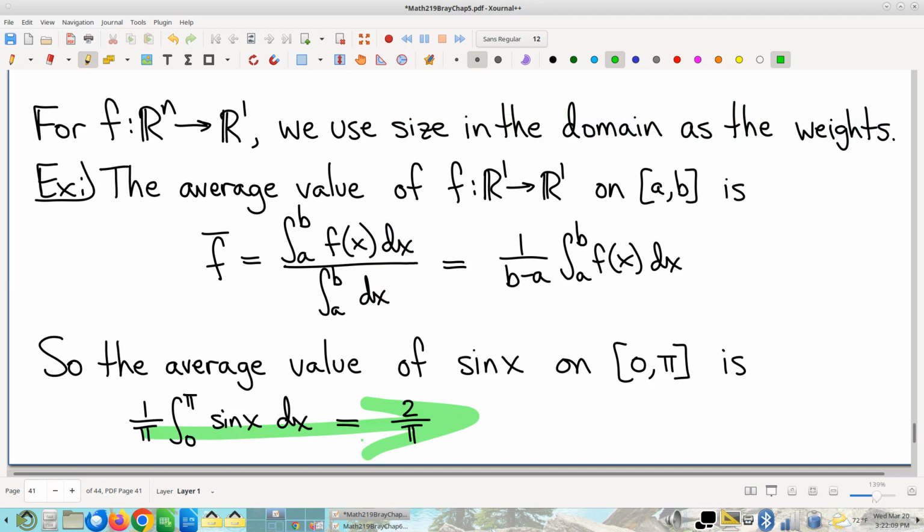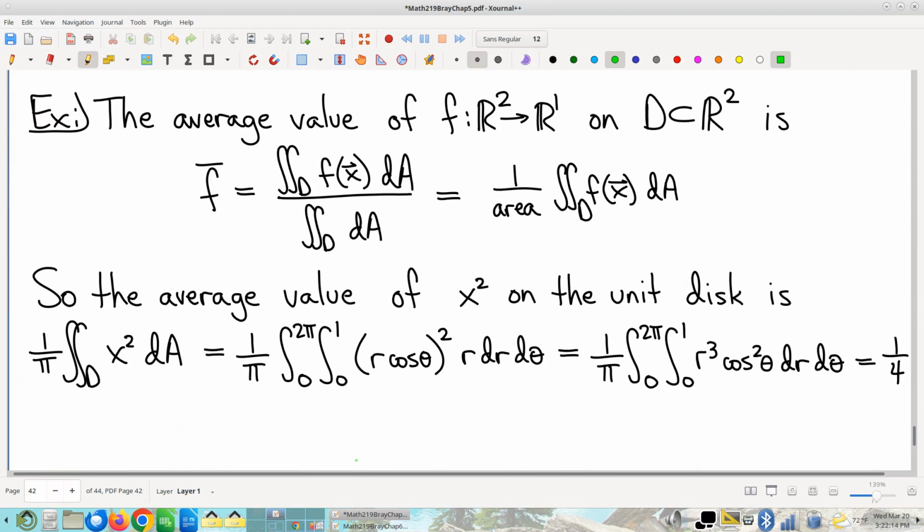Make sure you can crank that out. It's pretty straightforward single variable. We're going to talk now about a multivariable version of this. So now this does look different, right? But again, I'm just using size as my weights. Now this time, if you're talking about a two-dimensional domain, your domain's living inside of R2, size is now area. And adding up over the entire domain is now a double integral instead of a single variable integral.